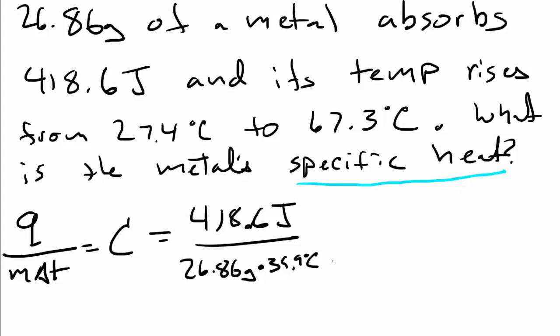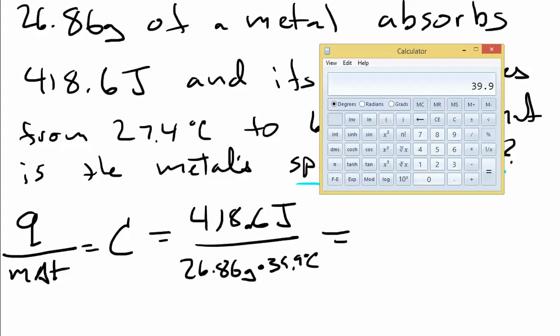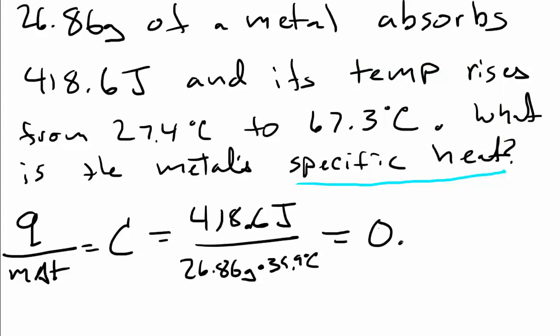Okay. So now what do we have? We have 418.6 joules divided by 26.86 grams divided by 39.9 degrees Celsius. So let's do that now. So it's 418.6 divided by 26.86 divided by 39.9, and we get about 0.39. Now the unit on specific heat is pretty crazy.